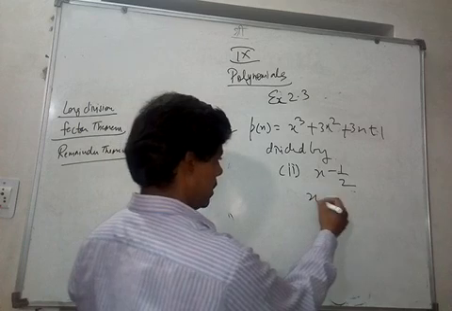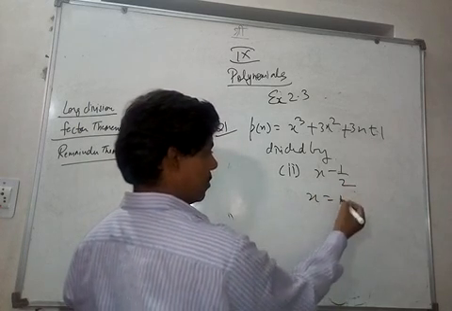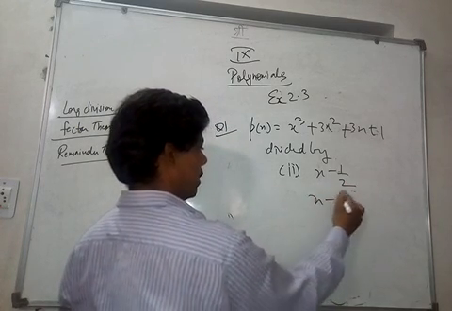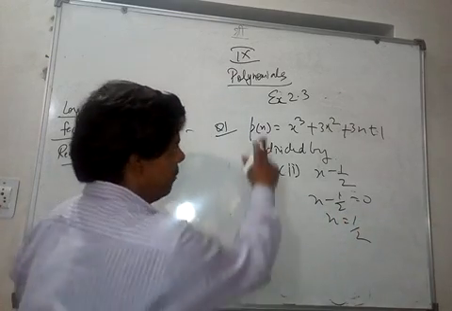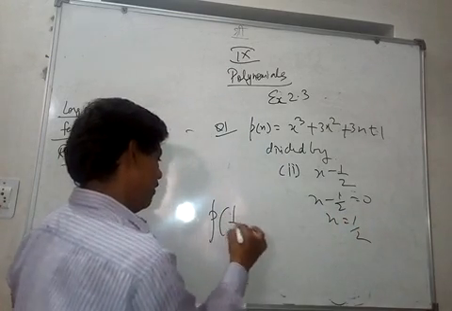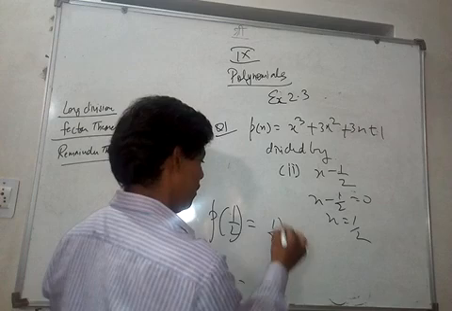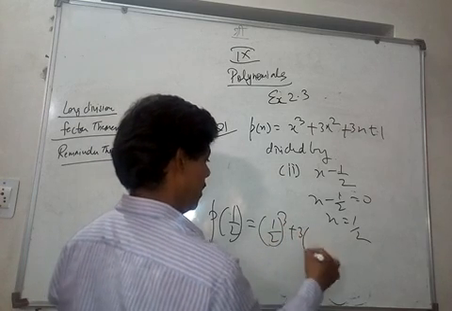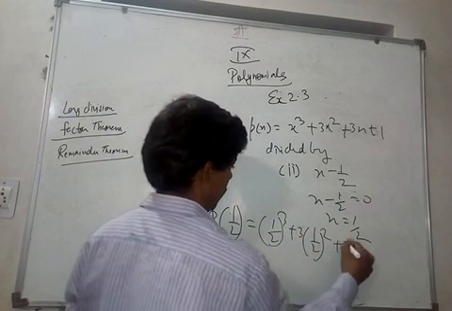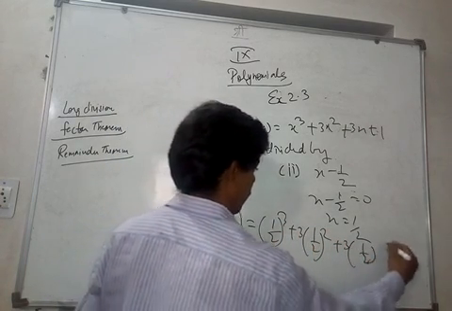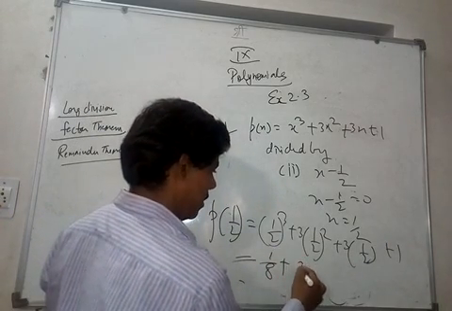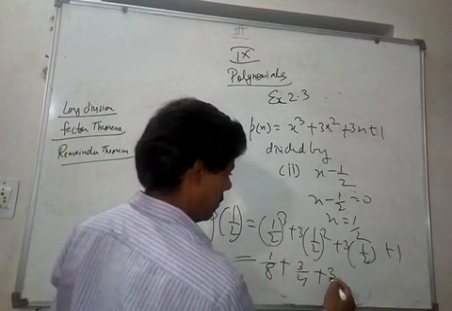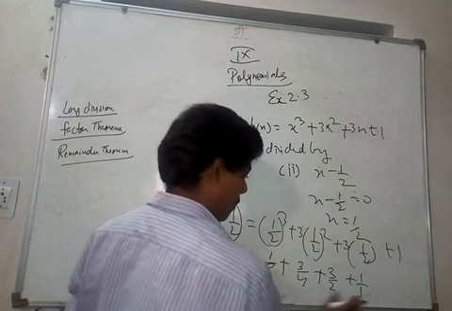The remainder theorem says put x minus half is equal to 0. When you put x minus half equal to 0, you get x is equal to half. Now find p of half. P of half will give you half cube plus 3 into half square plus 3 into half plus 1. What is half cube? Half cube is 1 upon 8. This is 3 upon 4. This is 3 upon 2. This is plus 1 upon 1.